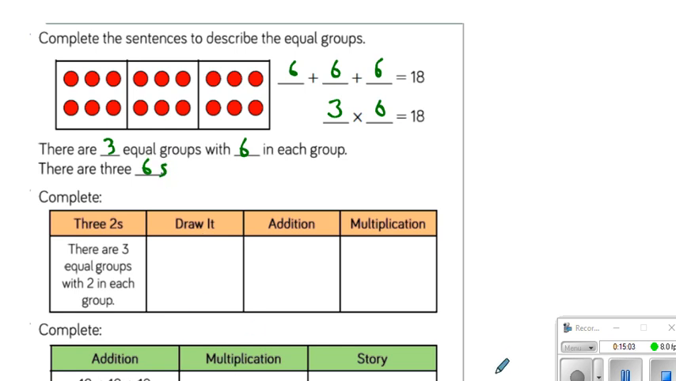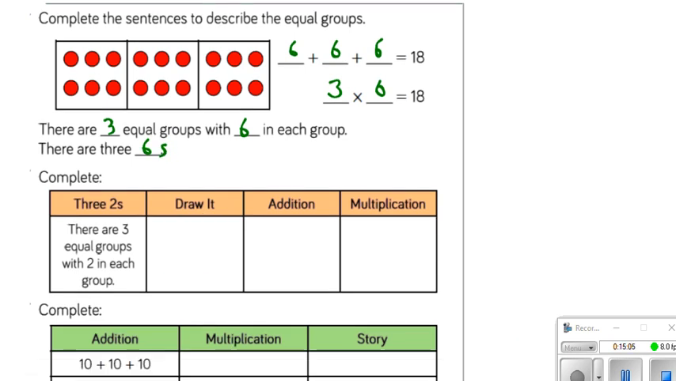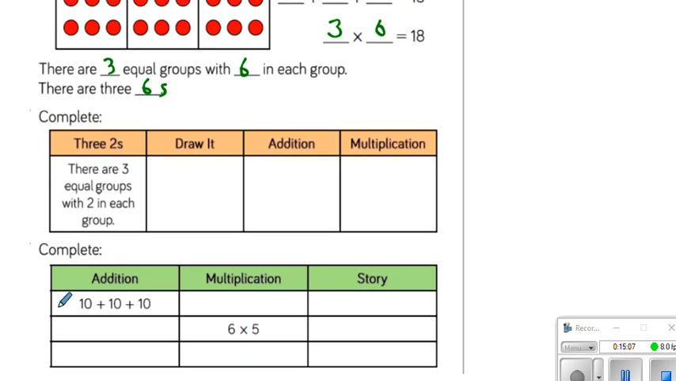And here's a couple for you to try. 3 equal groups with 2 in each group. First thing to do is draw it. 3 equal groups. 1, 2, 3. 2 in each group. 1, 2, 1, 2, 1, 2.